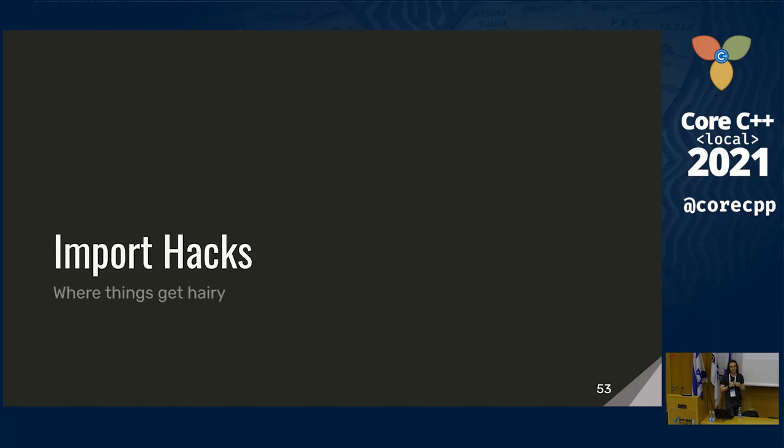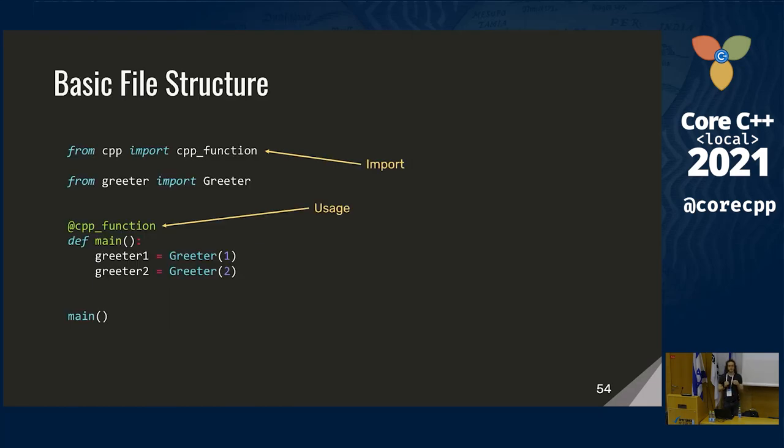This is where things get really hairy. We're going to start messing with the import system in Python. So let's look at our current code, if it was an entire file. First, from our C++ module, we import the C++ function, because we don't want to implement it again and again. Then from the greater module, we import the greater class. Then we can just use the function, and we're good to go.